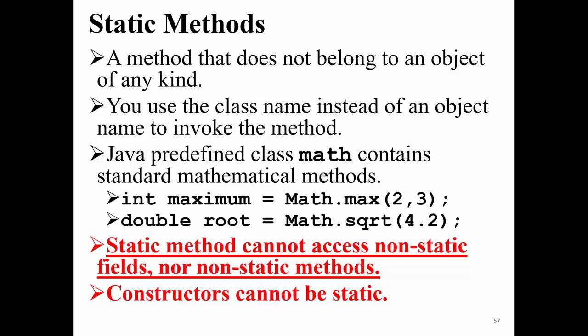Okay, so if you have a static method, you cannot access non-static fields inside your static method. You cannot access non-static method. Okay, constructor cannot be static. You cannot define public static and then give the name of a constructor. Constructor cannot be static.